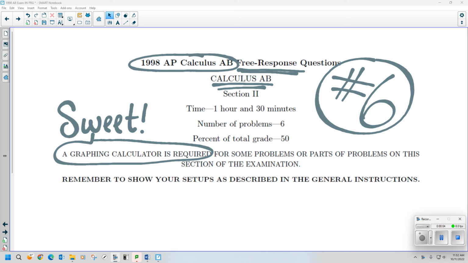Okay, so we are about to end this weird and crazy and wonderful journey that is the 1998 AP Calculus AB exam. We are going to do number 6 on the free response questions, section 2. That is the last problem of the test. And sweet, we get to use a graphing calculator. All right, let's do this.